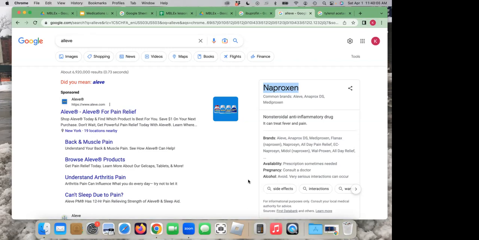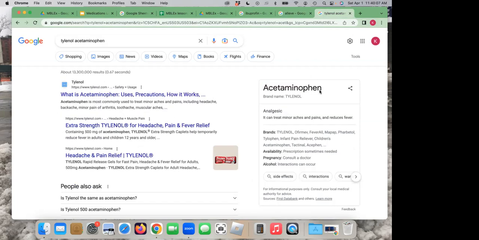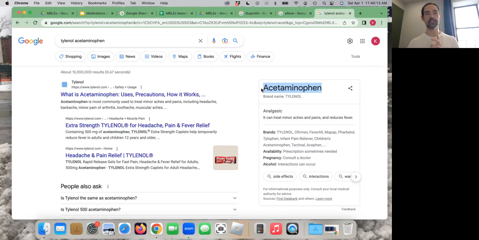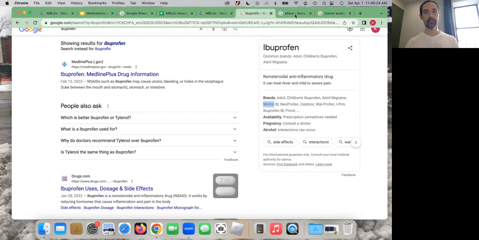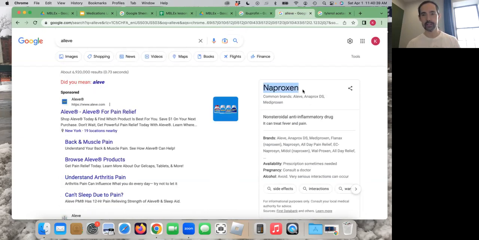So a Tylenol-based sort of steroidal type of medication? Thank you for asking. Tylenol is not a non-steroidal anti-inflammatory drug. Tylenol is an analgesic. Aleve and ibuprofen are both non-steroidal anti-inflammatory drugs. Ibuprofen is an ingredient found in Advil and Motrin, and naproxen is the ingredient found in Aleve.